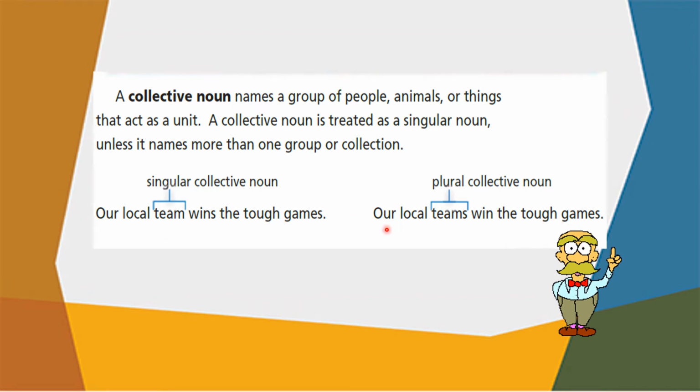Now, you have the second example saying our local teams win the tough games. So in this case, you have many teams composed of many members. So you add s to team and you get your plural collective noun, which is teams.